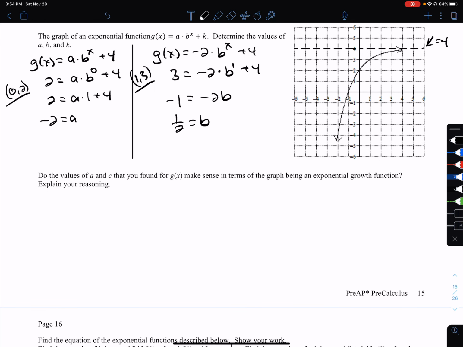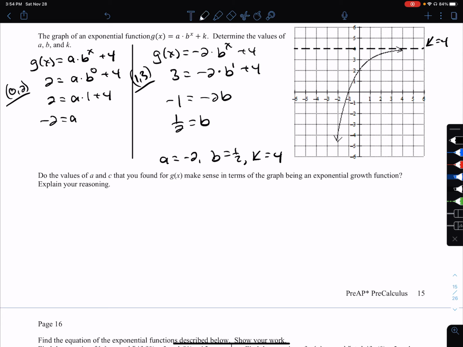So it says determine the values of a, b, and k. So it's saying a is negative 2, b is a half, and k is 4. Now we're not going to leave b as a 1/2 because that messes with our rules, and we like our rules to be nice and easy.